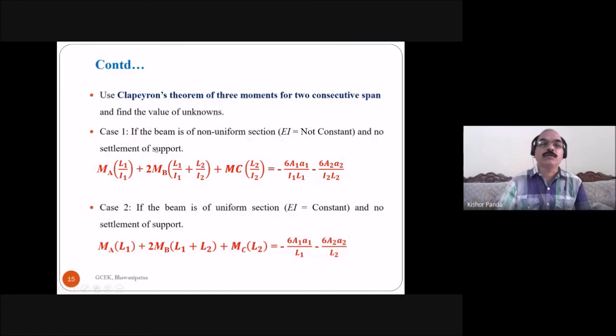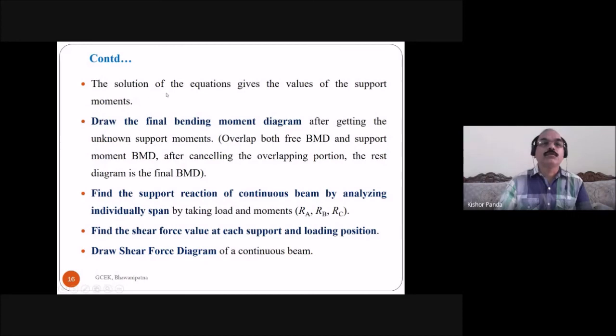If the moments of inertia are different, you have to use this equation. And if the moment of inertia of the two spans is the same, you have to use this equation. And using these two equations, you can find out the unknown moment. The solution of the equations gives the values of the support moments. After getting the support moments, then you have to draw the final bending moment diagram. Then find the support reactions of the continuous beam by analyzing each span individually, taking the loads and moments.